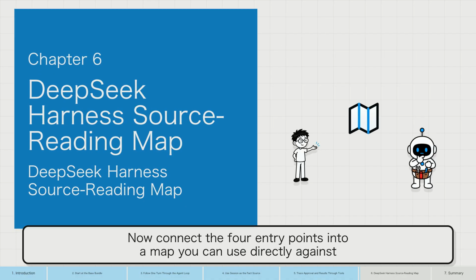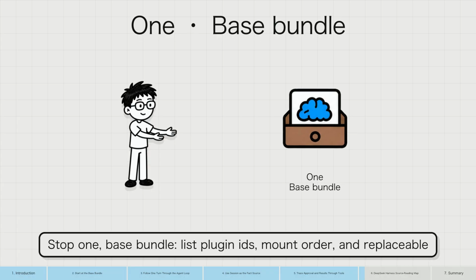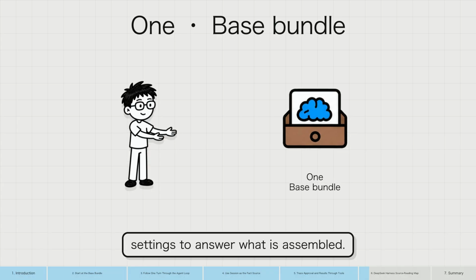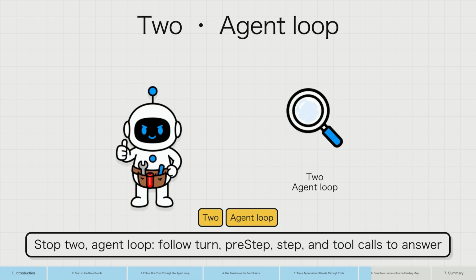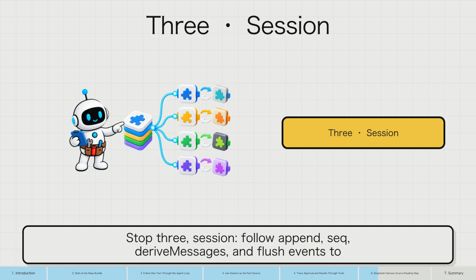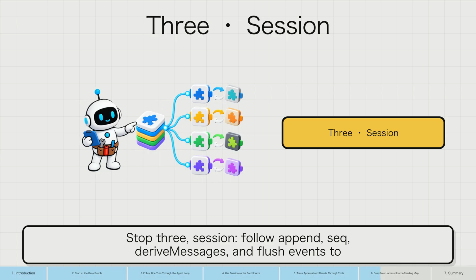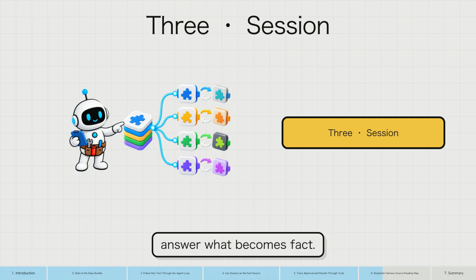Now connect the 4 entry points into a map you can use directly against the RC7 source. Stop 1, base bundle, list plugin IDs, mount order, and replaceable settings to answer what is assembled. Stop 2, agent loop, follow turn, pre-step, step, and tool calls to answer when work advances. Stop 3, session, follow append, seek, derive messages, and flush events to answer what becomes fact.